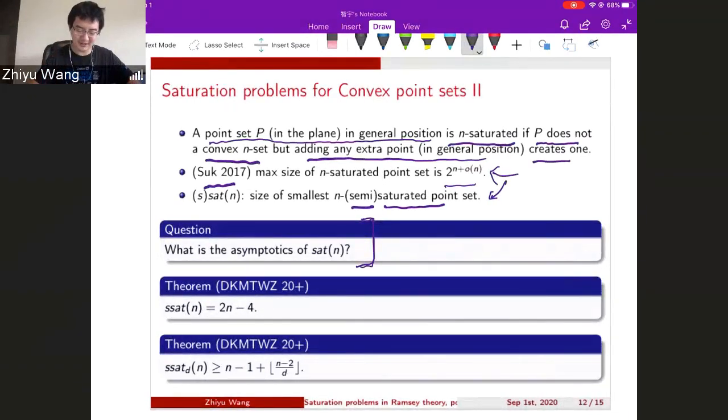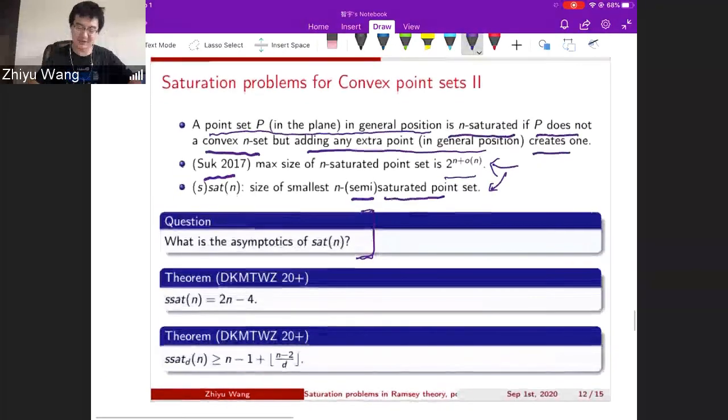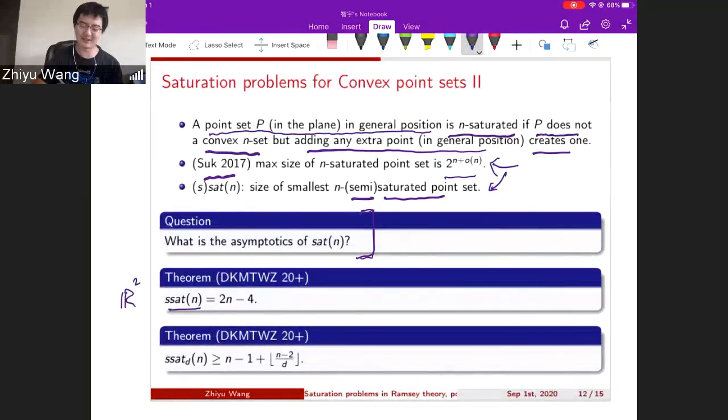For semi-saturated problems it is a little bit easier. Let's say we are restricted to R^2, so all the points are in a plane. The semi-saturated number of n is 2n minus 4. Just keep in mind that when we say semi-saturated, we allow the point set to have a convex n-set. The only restriction is that adding any new vertex will give a new convex n-set.